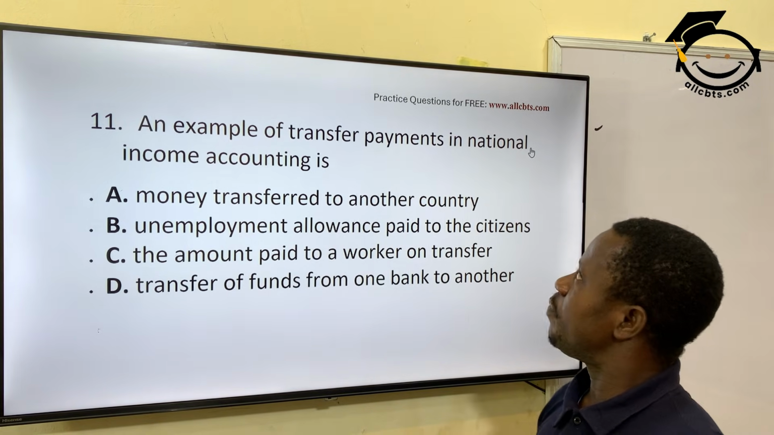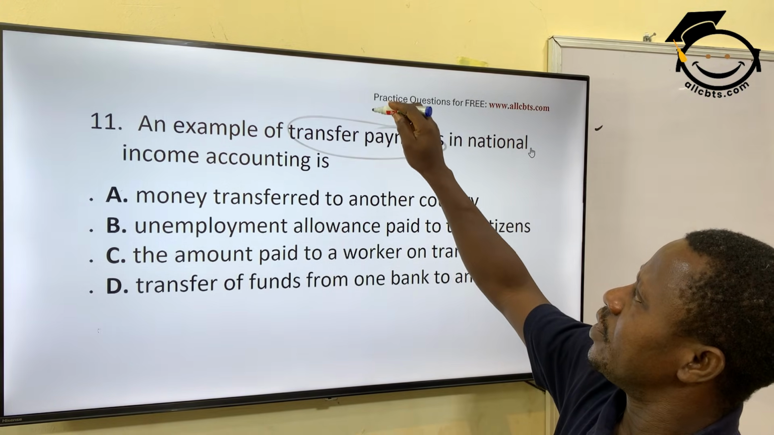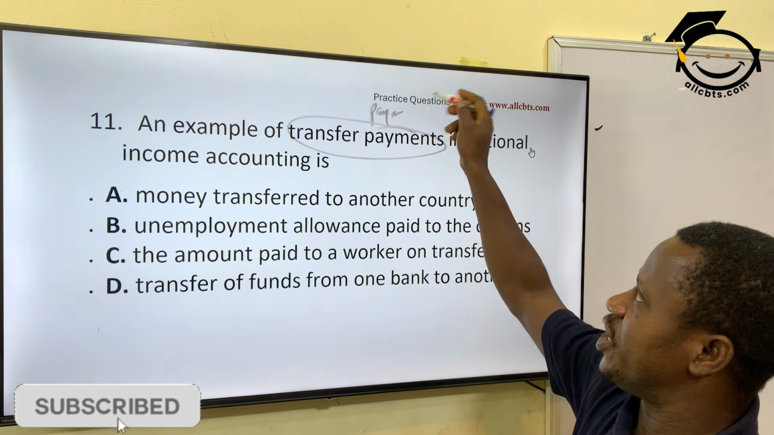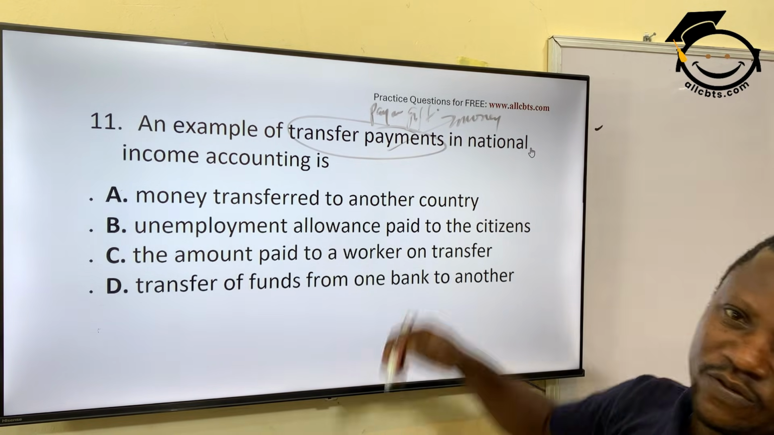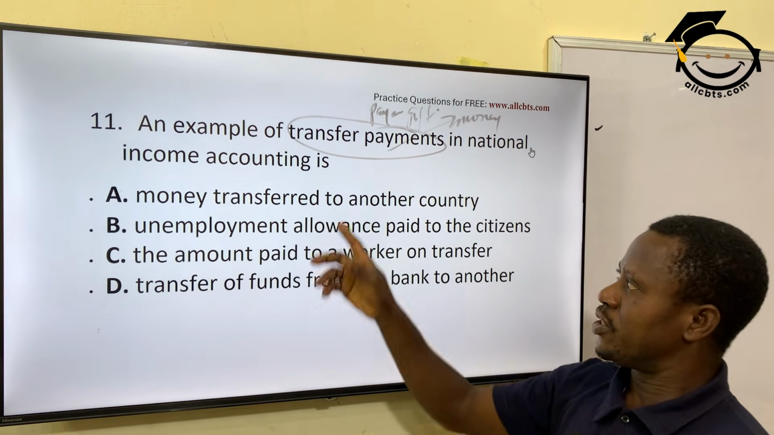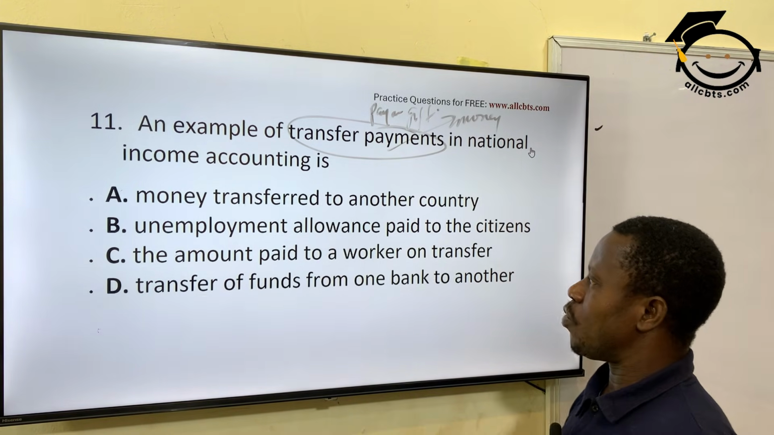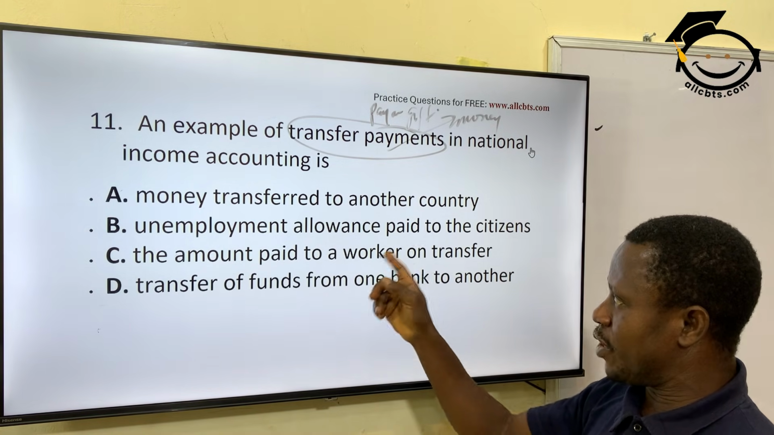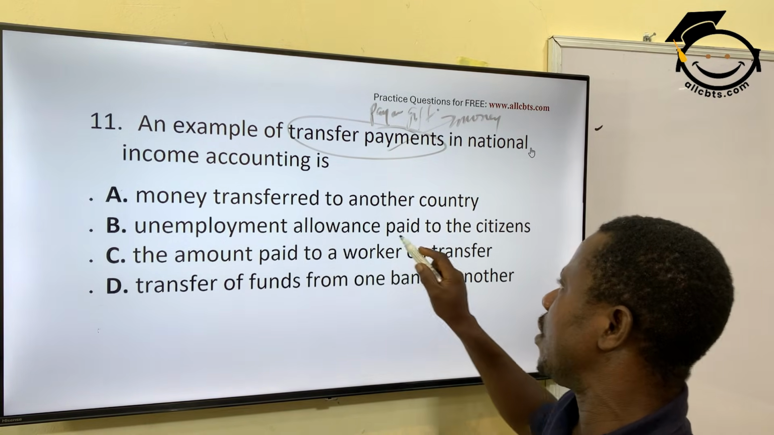An example of transfer payment in national income account. What is transfer payment? Transfer payment is any payment you receive without working for it. It's like gifts, it's like grants. Whatever money you receive without working, no service rendered, no good provided, it's called what? Transfer payment. Money transferred to another country, unemployment allowance paid to the citizen, the amount paid to a worker on transfer is a worker. So if it's a worker, it's still working. So whatever you are paying is because it's working. Transfer of funds from one bank to another. No. The answer is unemployment allowance paid to citizens.